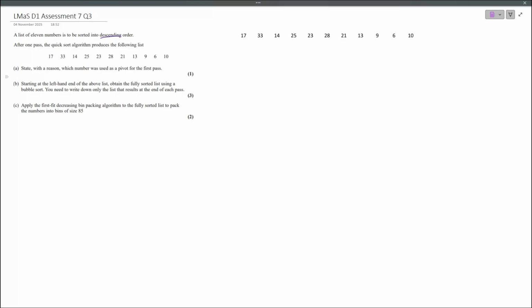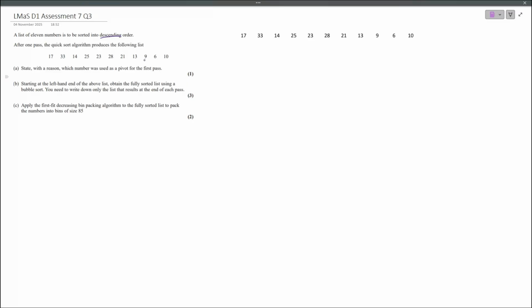So, after the first pass, we'd really hope that to the left of our pivot are entirely numbers that are larger than our pivot, and to the right of our pivot are entirely numbers that are less than our pivot. So we're going to go along the list and see which of these numbers satisfy that condition. So I'll pick 25 for example. To the left of 25 are the numbers 33, 14 and 17. These are a mixture of numbers that are greater than 25 and less than 25, so don't meet that requirement.